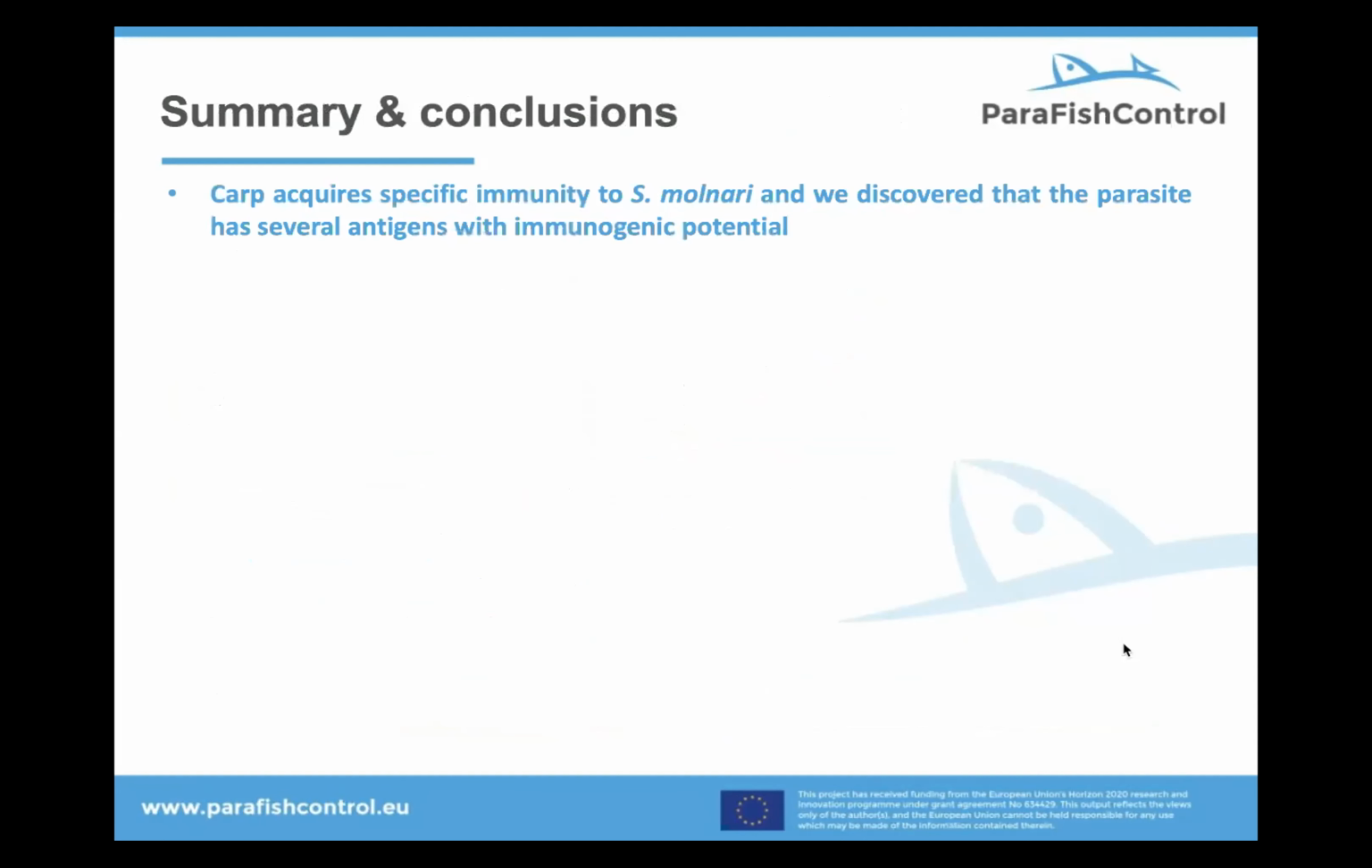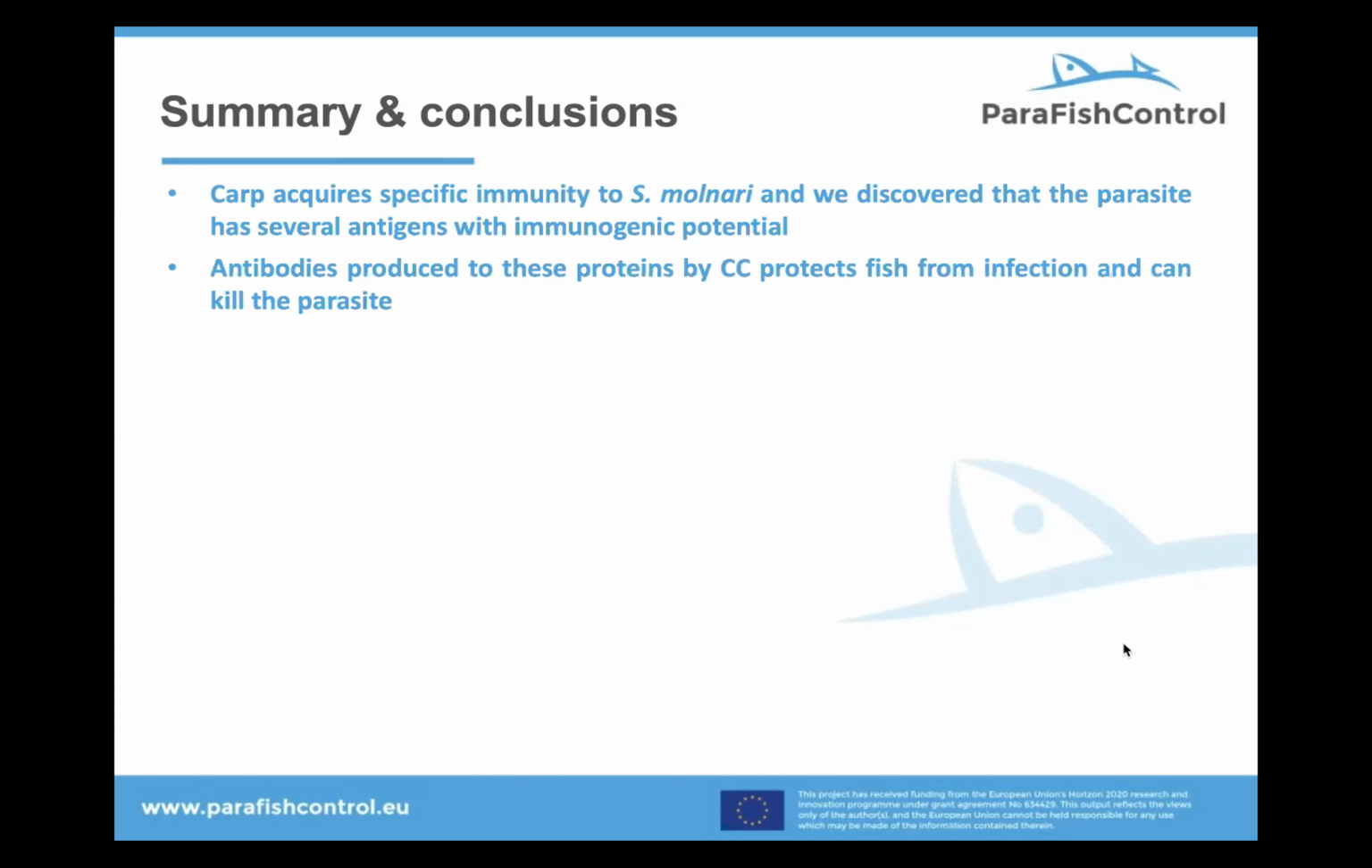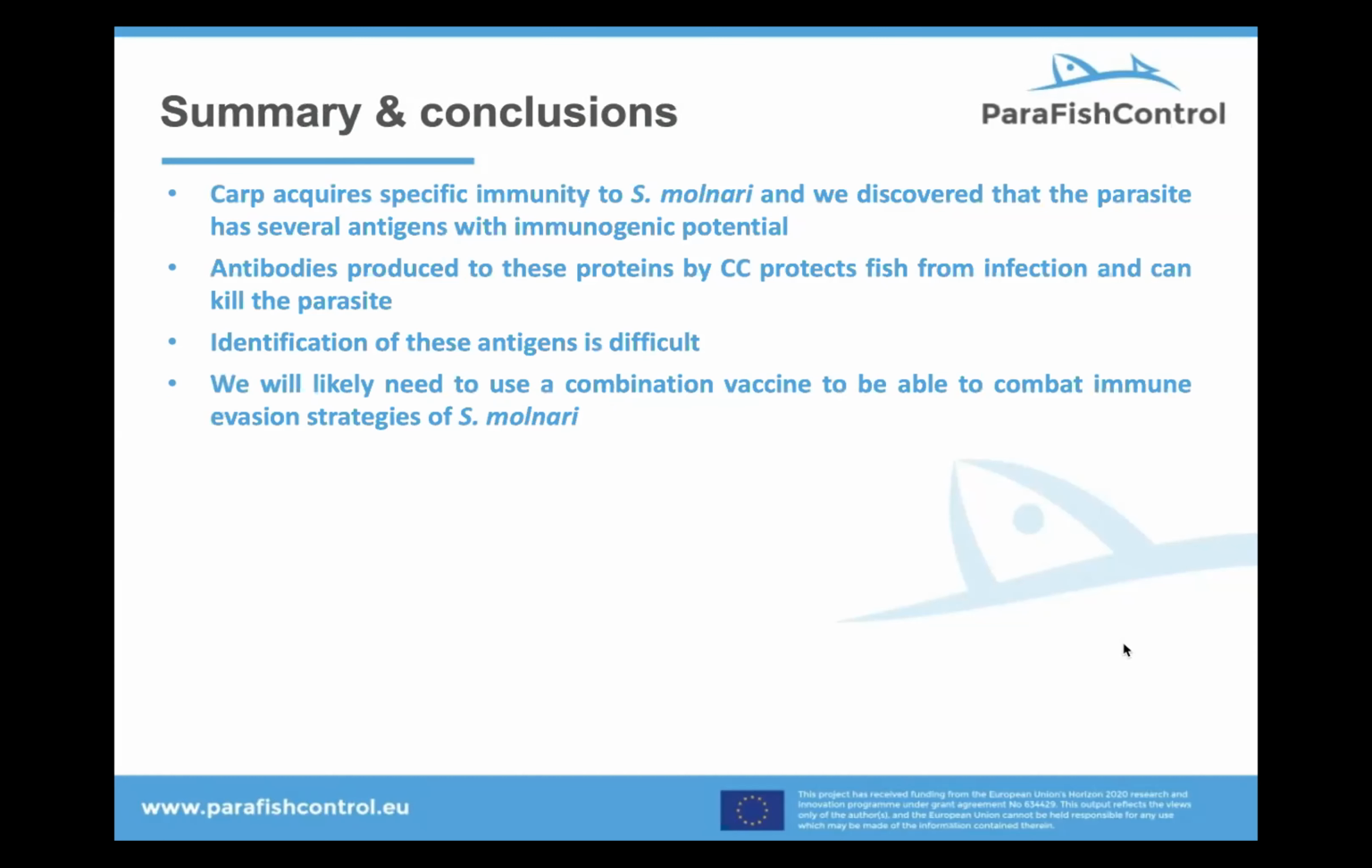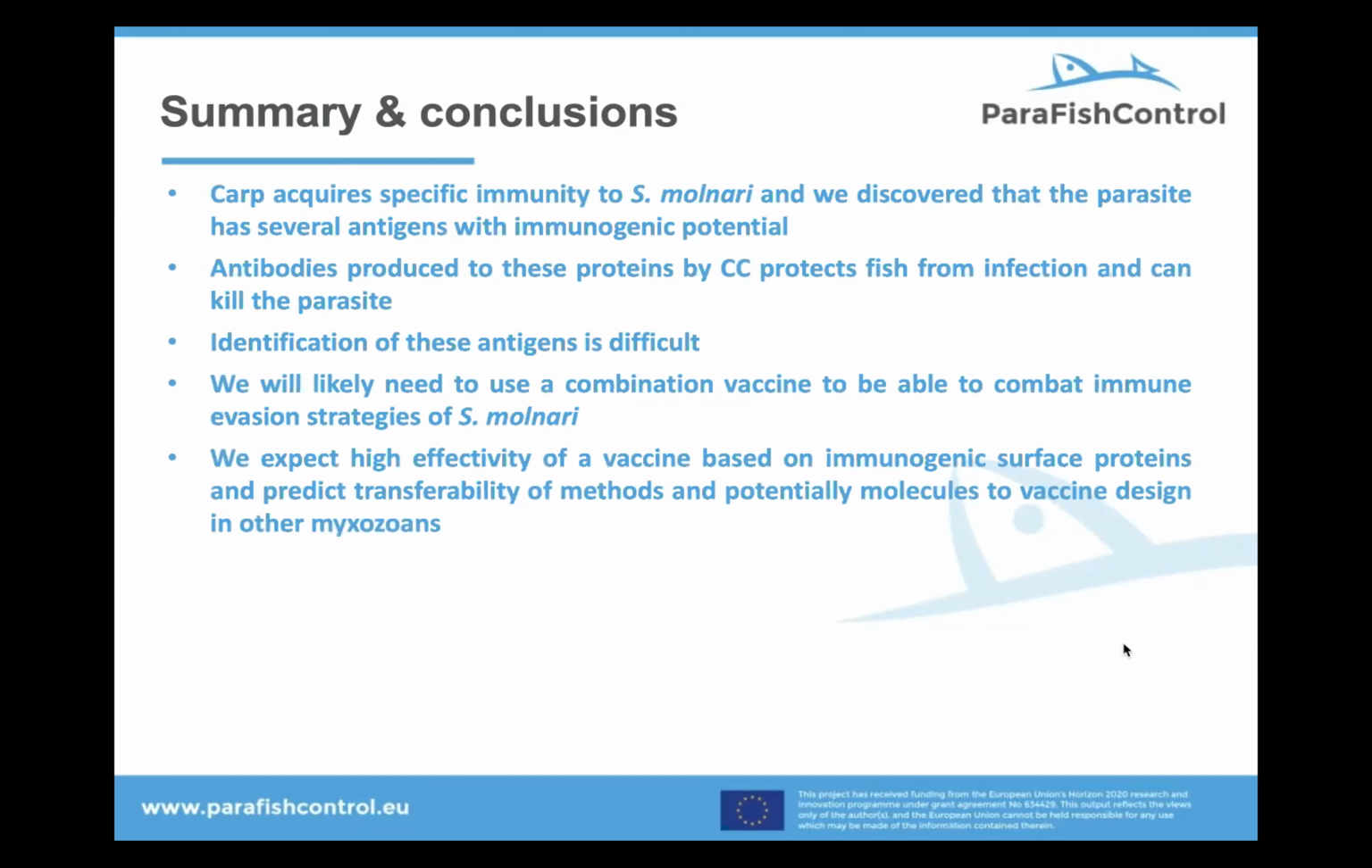So we'll get there. Just in conclusion, a carp acquires specific immunity, and I think that's the right way to go to look for antigens that we can use for their immunogenic potential. The antibodies protect the fish from infection and can kill the parasite. The identification of the antigens is difficult, but we are on it. And we likely need to use a combination vaccine to combat the immune evasion strategy of the parasite. We expect high effectivity and hopefully transferability of this research to other myxozoan parasites.